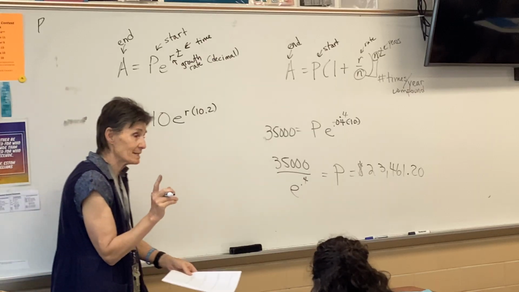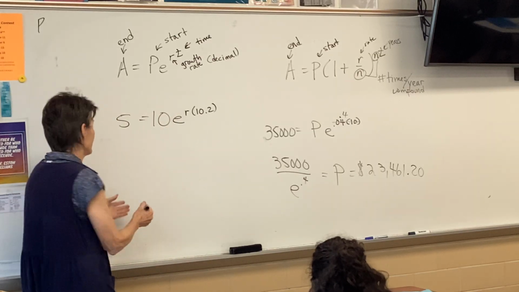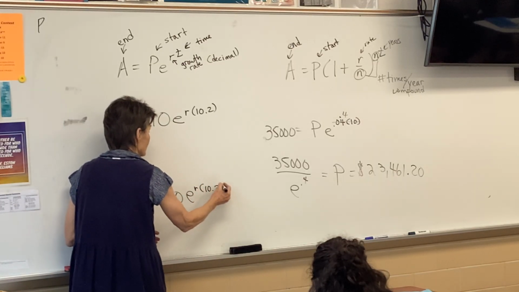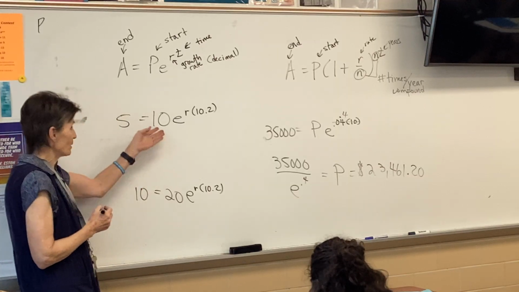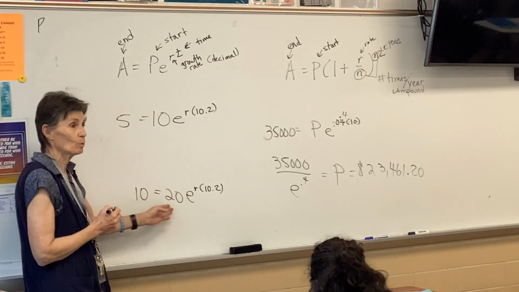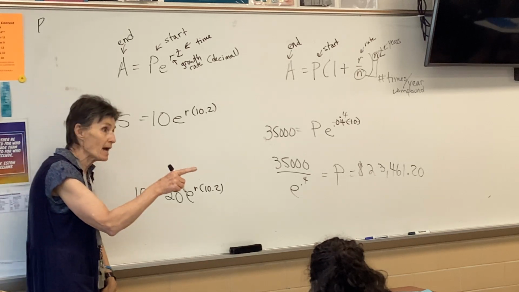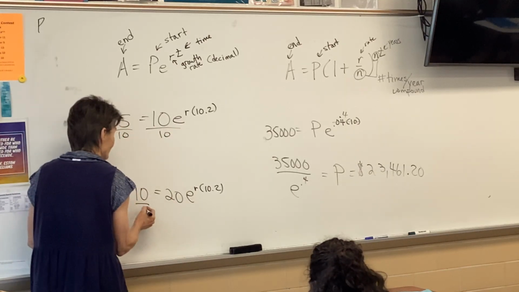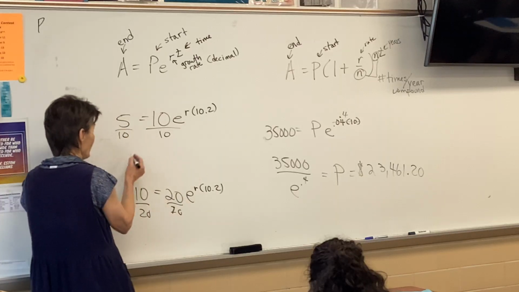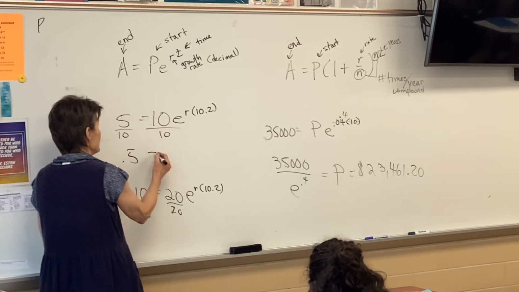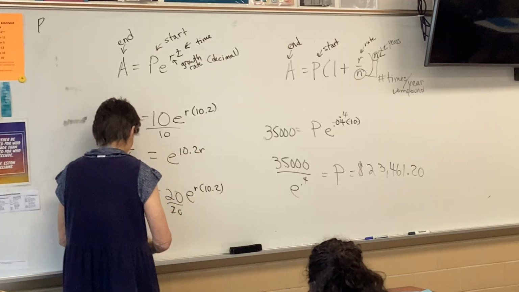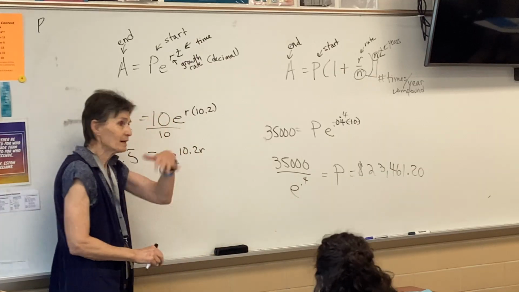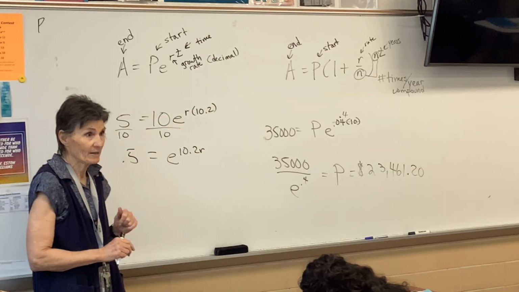Now, here's why it didn't matter. Let's say we wanted to use 20. Why isn't it gonna matter whether you start with 10 and end up with 5, or start with 20 and end up with 10? Divide. First step is to divide, right? And what's gonna happen every time you divide? You're gonna end up with a half equal to e to the 10.2r. So if they don't tell you what you're starting with, pick a number and then end up with half of it.